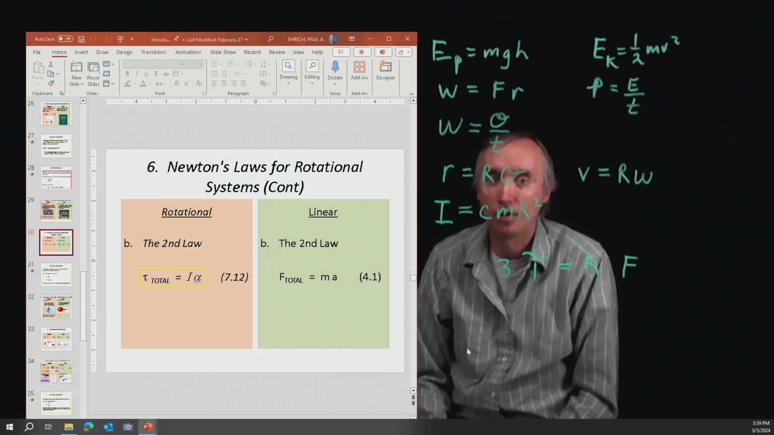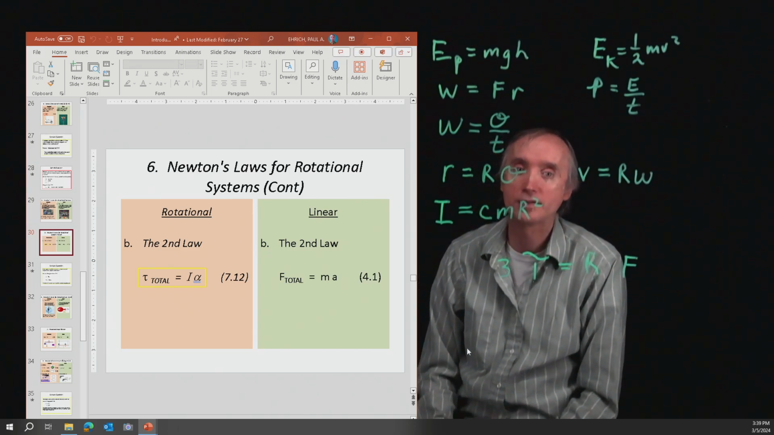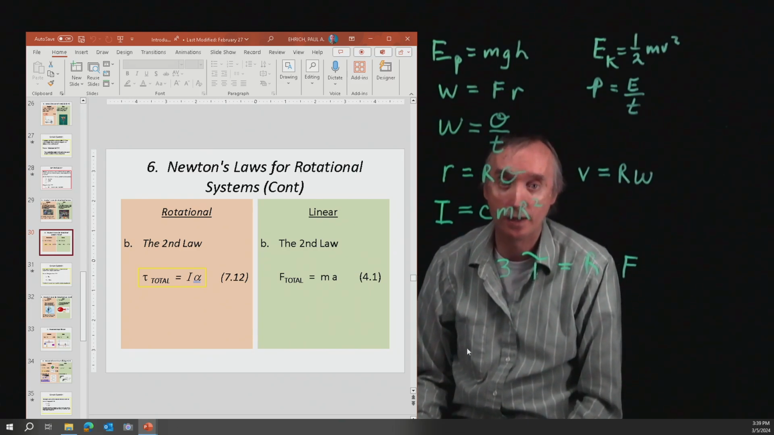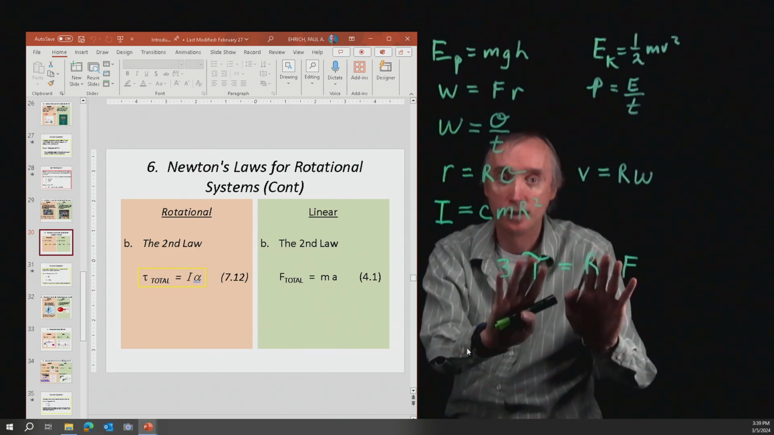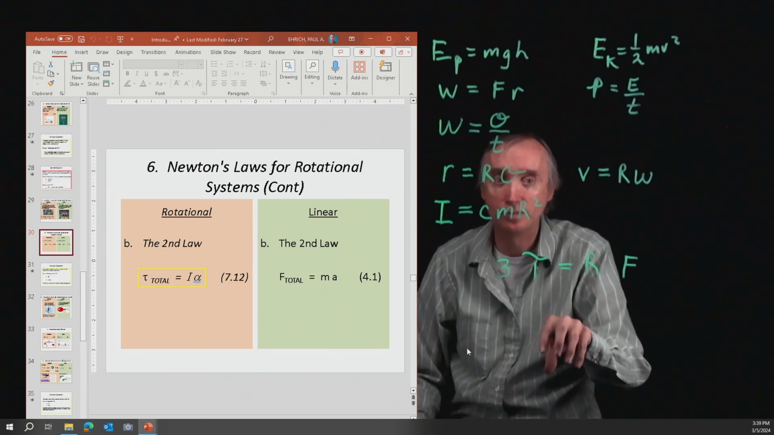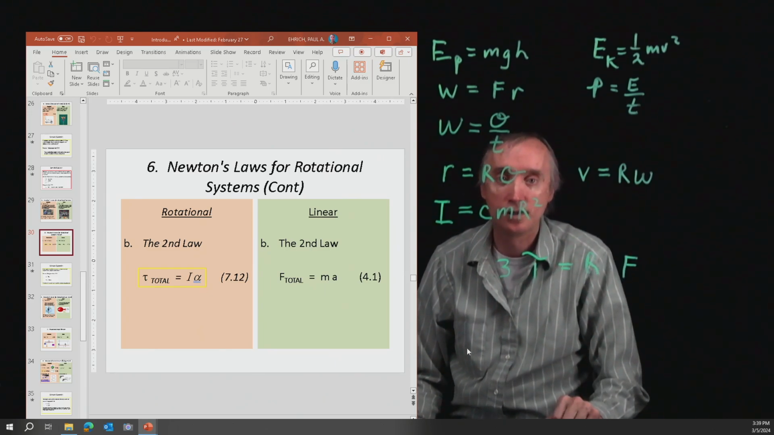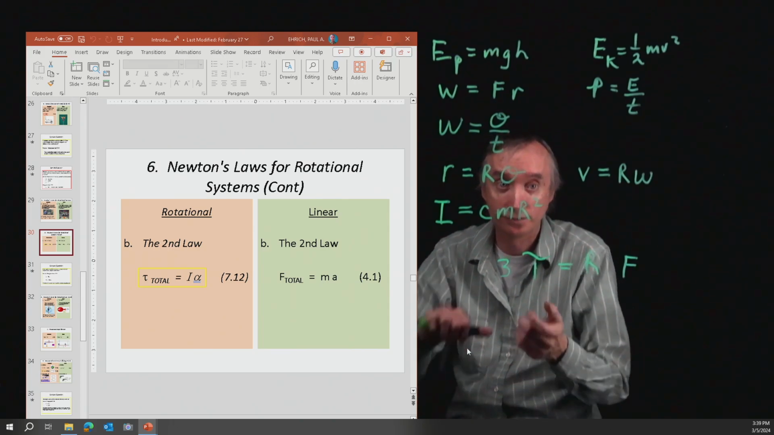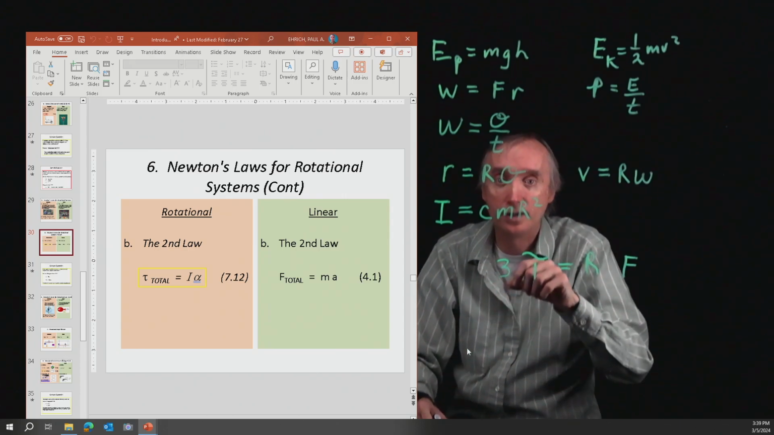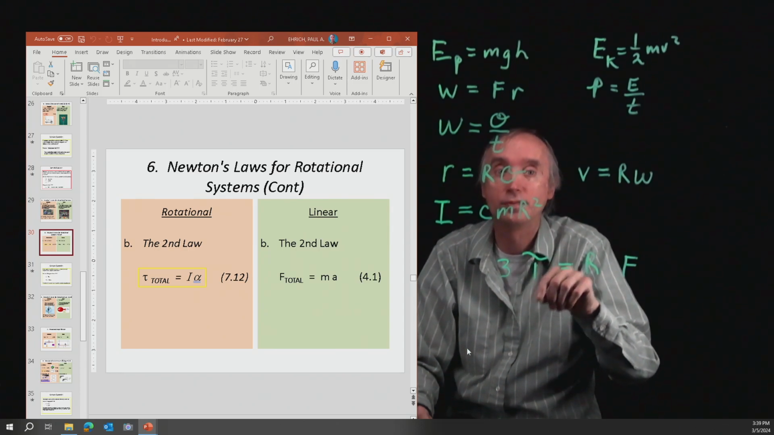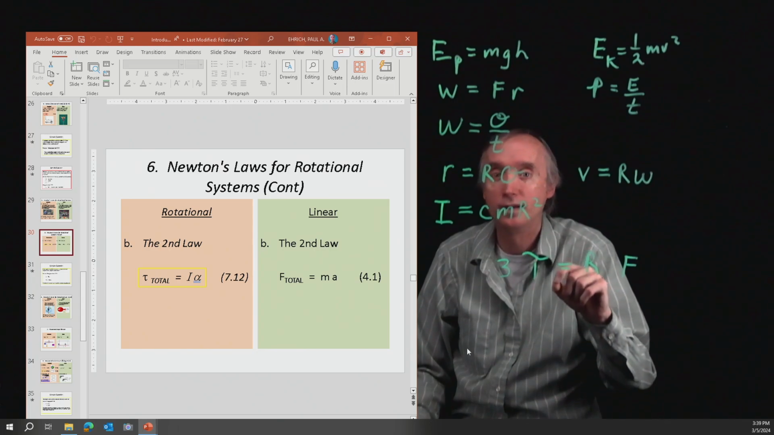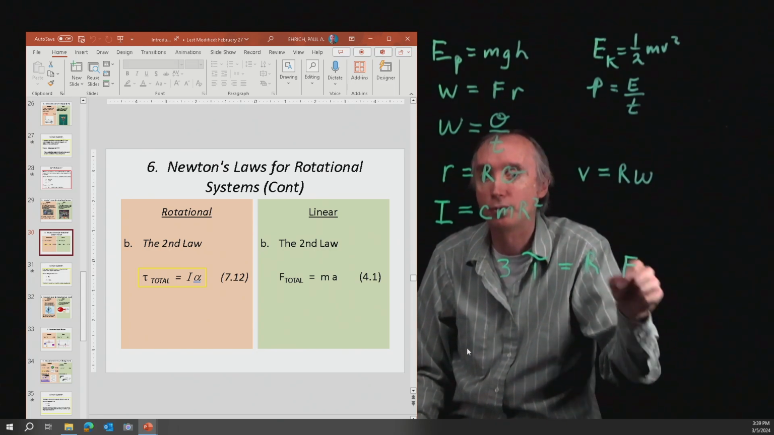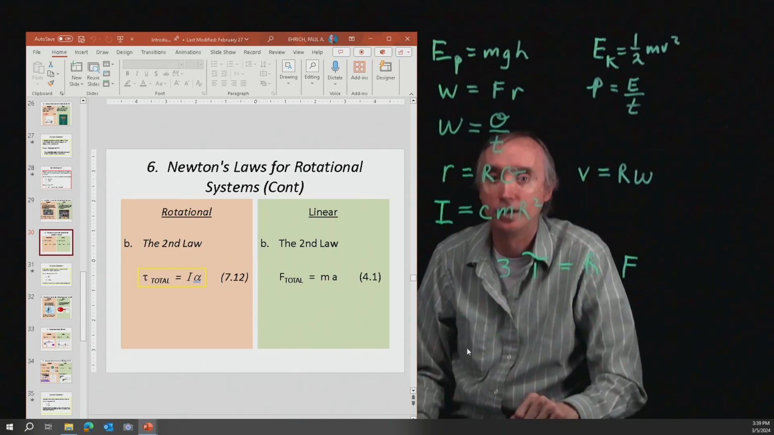Then his second law. Let's go back to linear concepts. His second law was force equals ma. So the pusher makes the system accelerate. The rotational counterpart would be the twister. So the torque is going to make the system accelerate, but instead of a linear acceleration a, it's going to be a rotational acceleration, alpha.